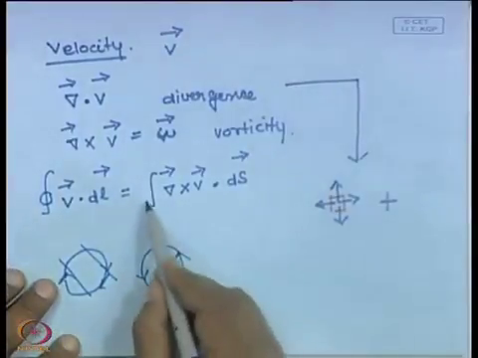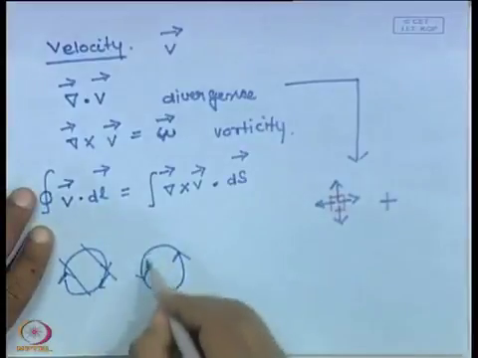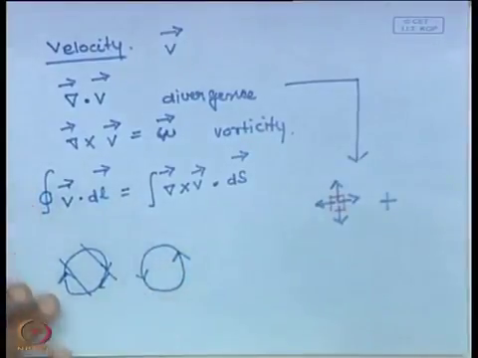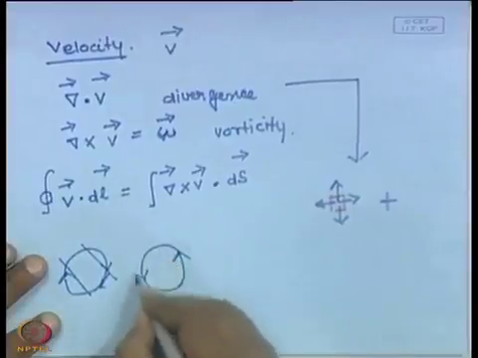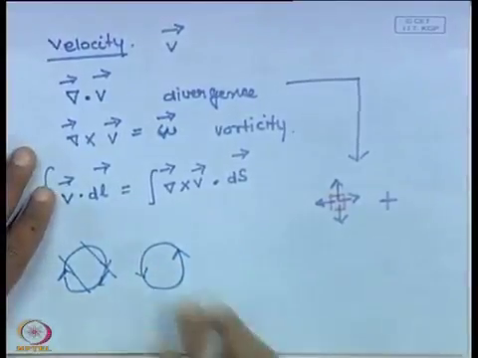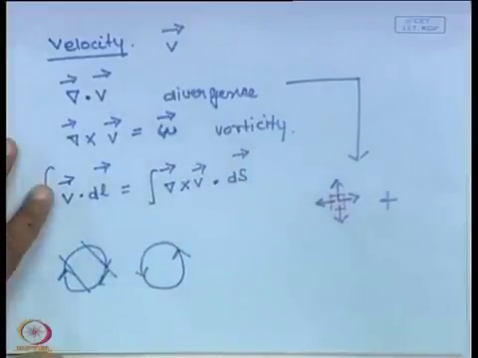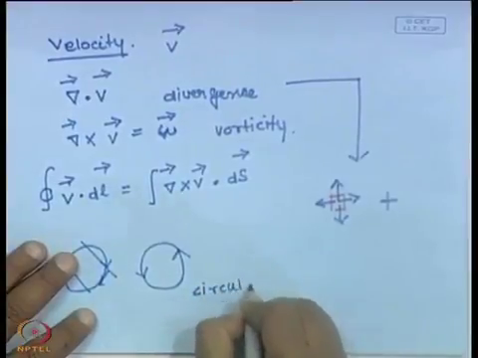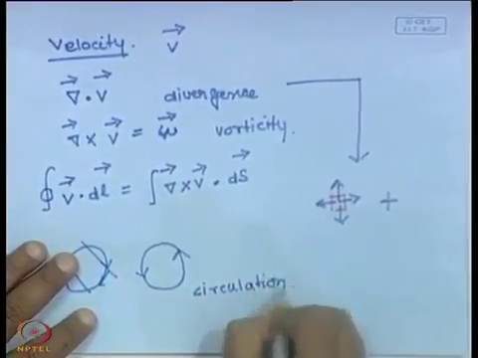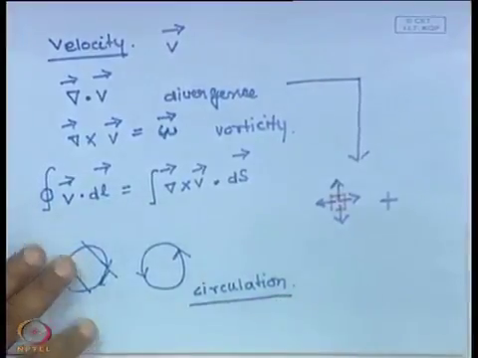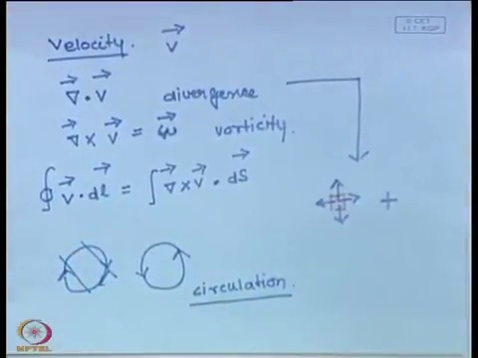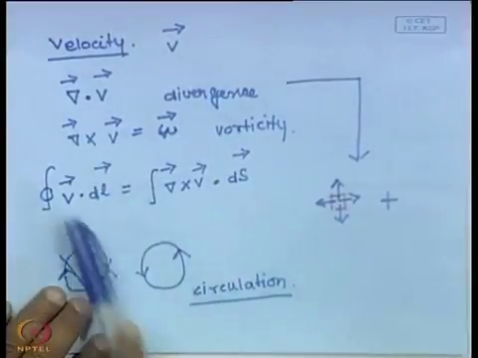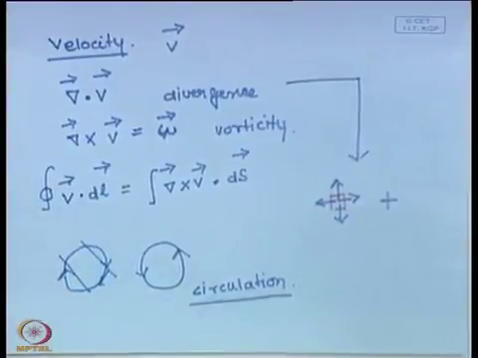Then whatever it gives you is essentially the circulation, the V dot dl. So a velocity pattern that looks like this, goes around in a circle, is what is quantified by the vorticity, the circular motion. It is also called circulation. So this is vorticity, and this integral is also called circulation, the surface integral of the vorticity.